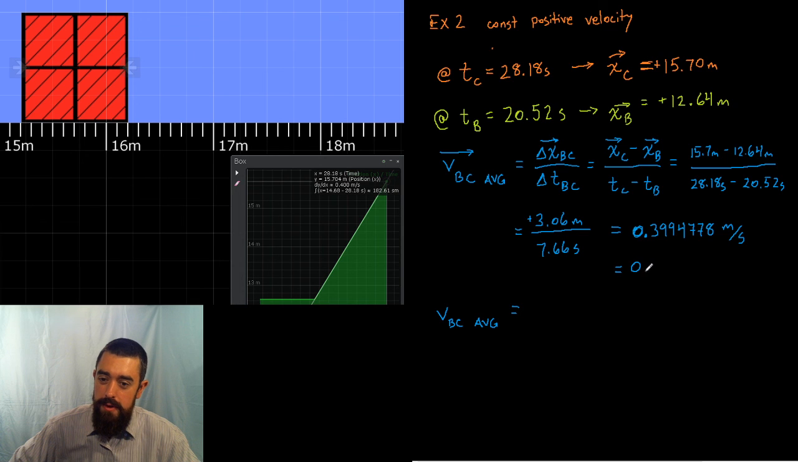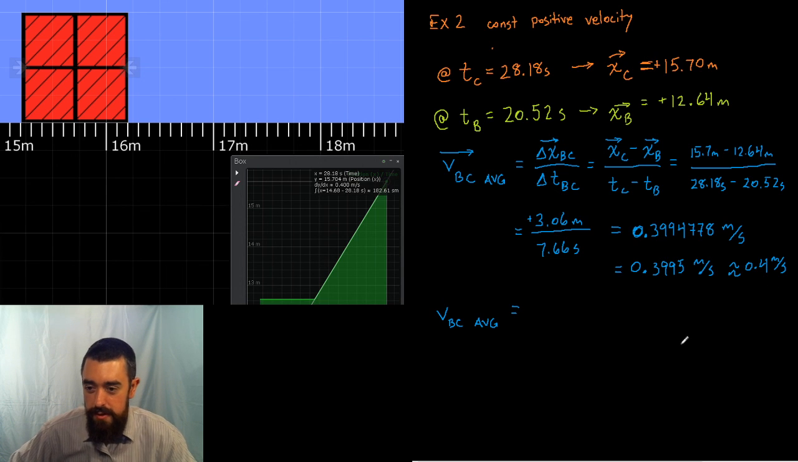So 0. Alright, so I've got a 3, a 9, and a 4. So that would become a 5. 0.3995 meters per second. That's about 0.4 meters per second. Okay, that's close to 0.4 meters per second. It's good to remember to think about what things mean. Like, what does 0.3995 mean? It's practically 0.4. It's so close to 0.4.